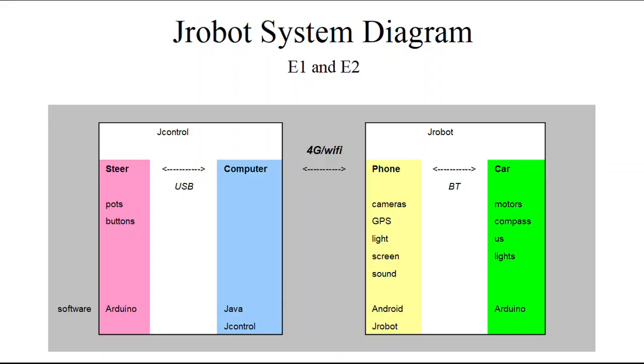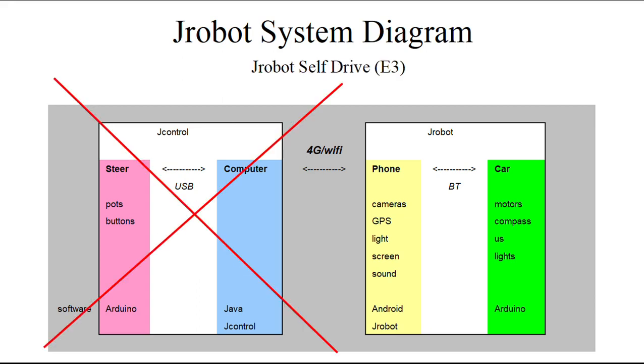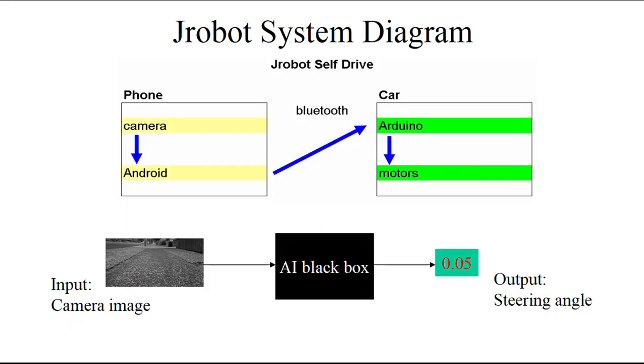And for both episode 1 and episode 2, this diagram summarizes the Jeribot system. It comprises of Jcontrol side and Jeribot side connected using 4G or Wi-Fi. To do self-drive, we have to get rid of Jcontrol altogether. And this is the system diagram for Jrobot self-drive.